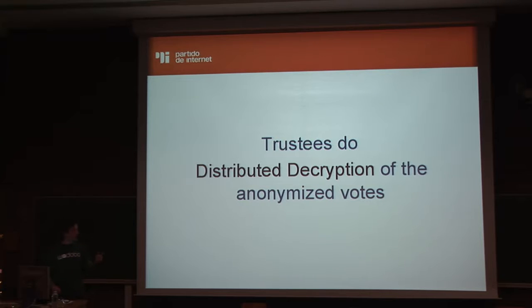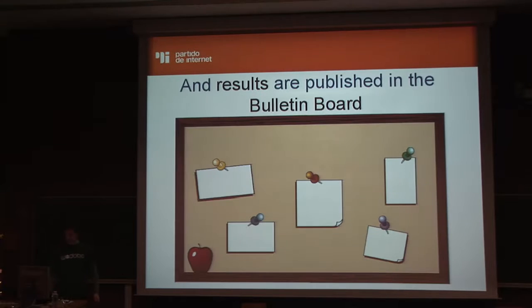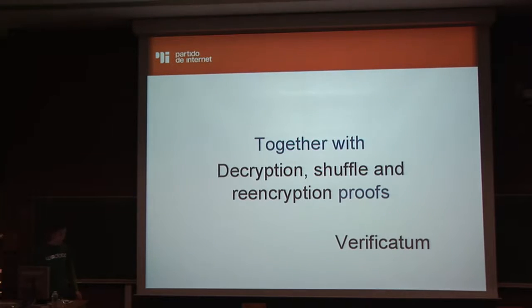Then we can decrypt the ballots. This is also work done by the trustees, doing a distributed decryption of the anonymized votes. And of course, the results must be published in the bulletin board. But you also get the proofs of decryption, and proof that the shuffle and the re-encryption were correctly done. So you can guarantee, even if the voting is corrupt, whether this process worked or not, because the mathematics behind it guarantees it.